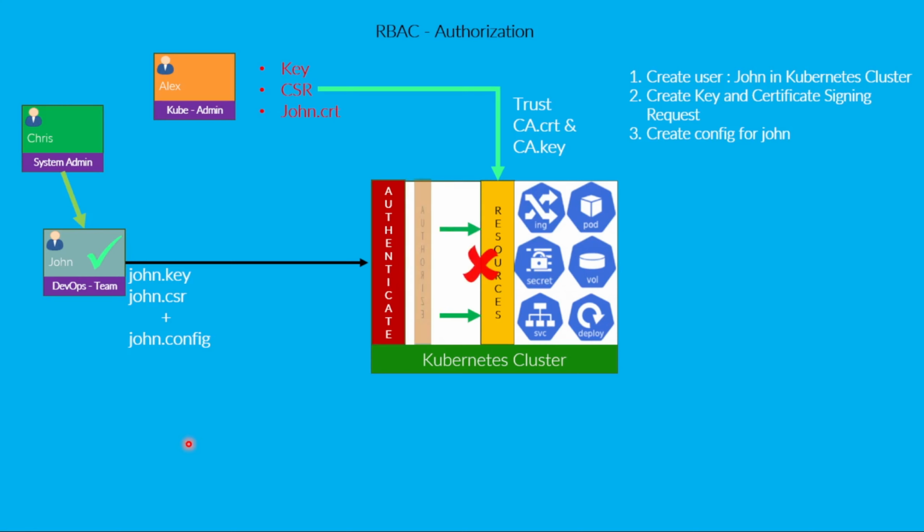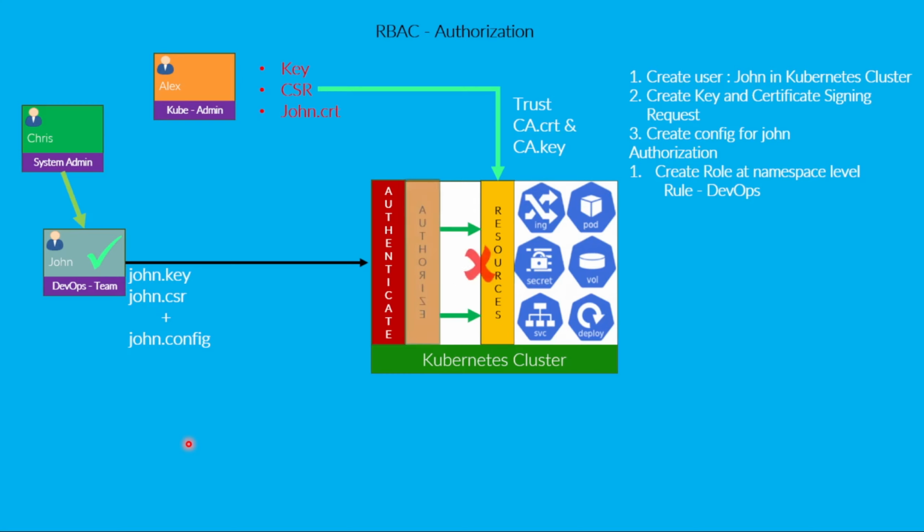Authorization can be done in a couple of ways. One is through role and role binding, but role and role binding can be done at the namespace level. In order to do authorization at the role level, there should be some rules which you need to give at the role creation.